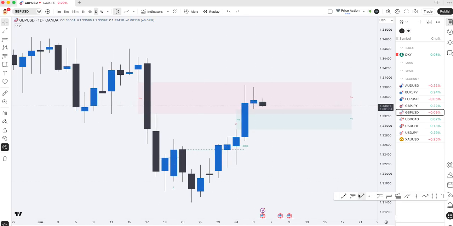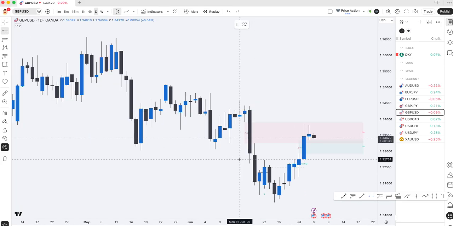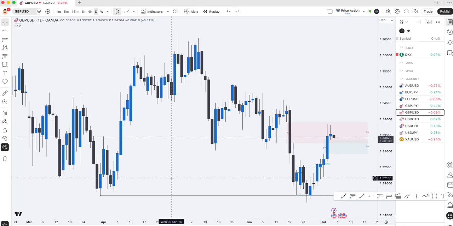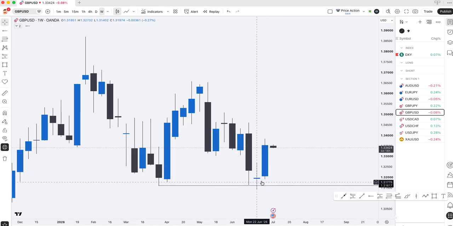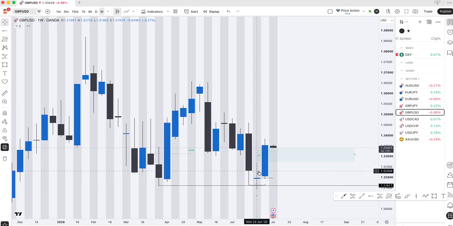GU. We had this weekly low, this one. Last week was a C2, sorry, last week was a C2, then we got a C3. I'm expecting a C4.